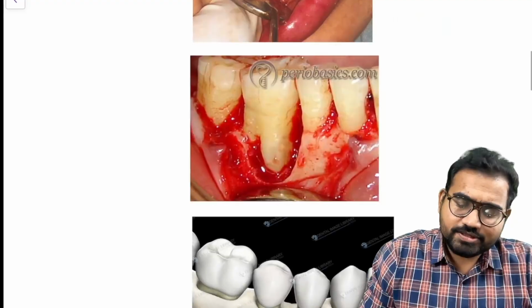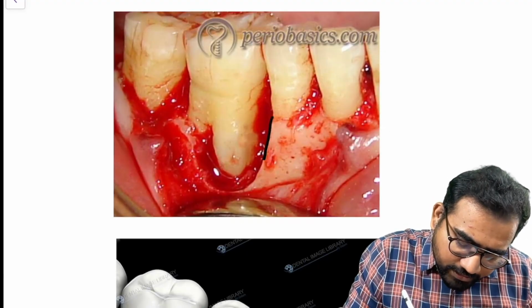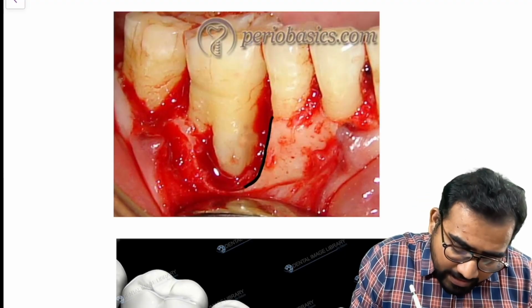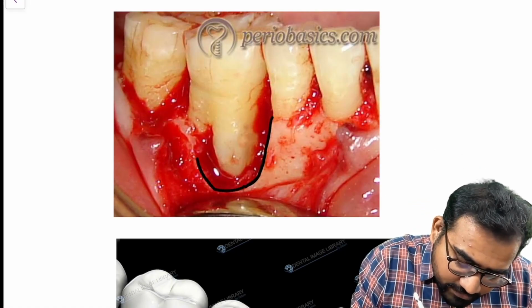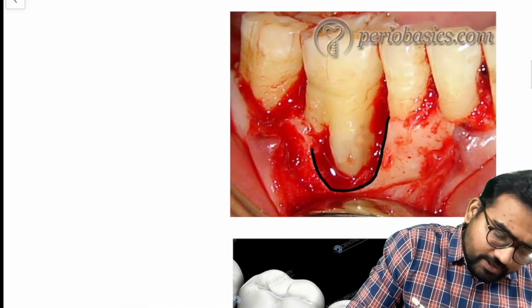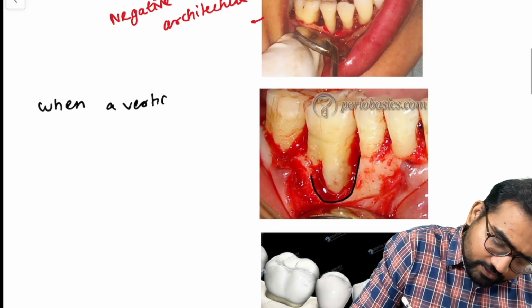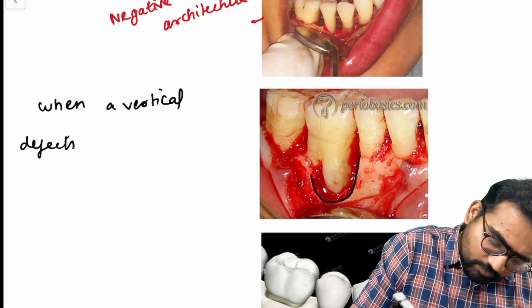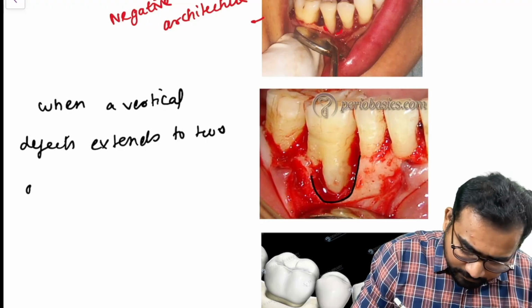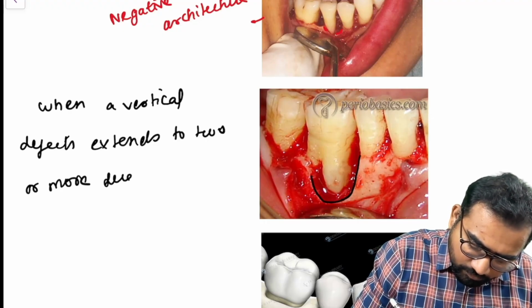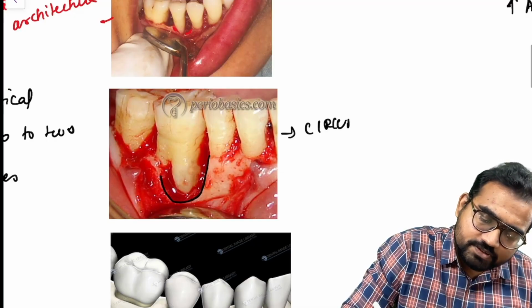Okay, now what is this defect? I can see a vertical defect here. It not only involves the mesial aspect of the tooth, it also involves the buccal aspect. So when a vertical defect extends to two or more surfaces, it is called a circumferential defect.